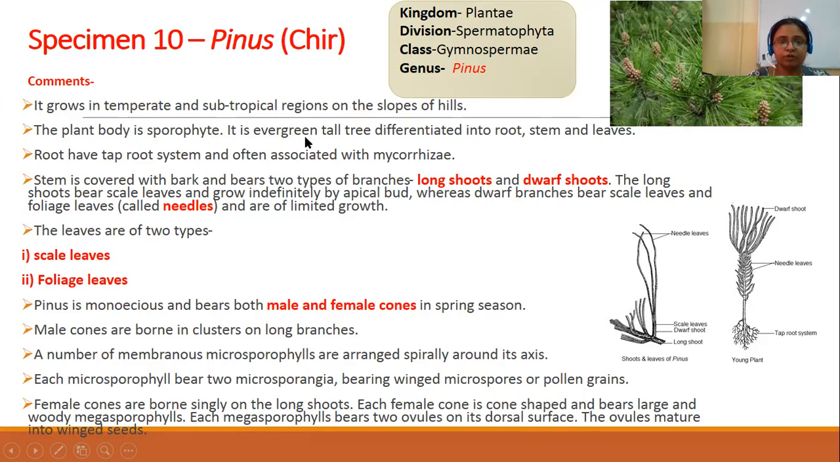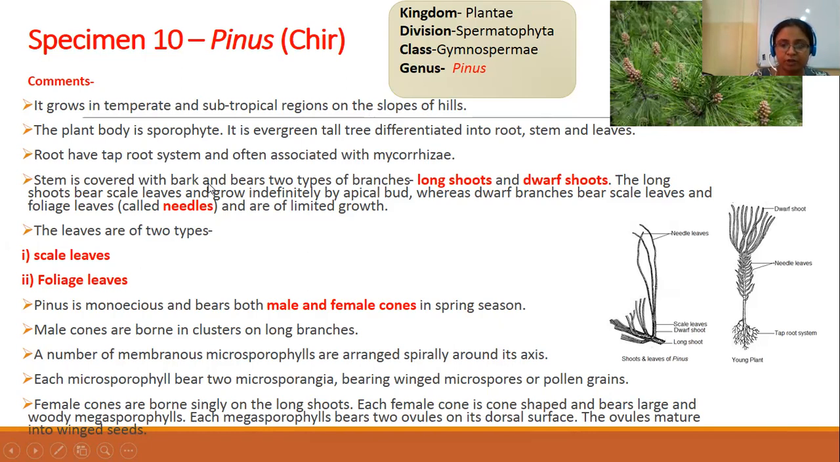Fine. Now what is the habitat where you can find these pines growing? They are commonly found in the temperate or subtropical regions on the slopes of the hills. Here again the main plant body is the sporophyte. You must have seen such plants having needle-like leaves, growing on the slopes of the hills. This main plant body is the sporophyte, which is diploid, which is 2N.